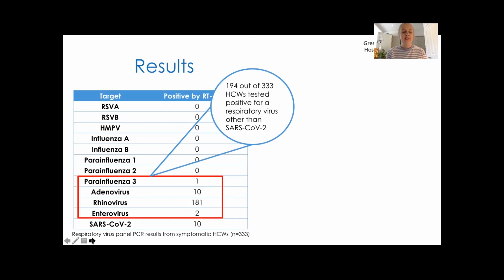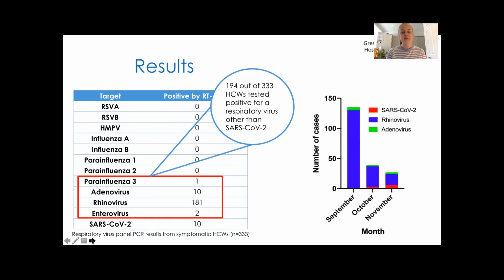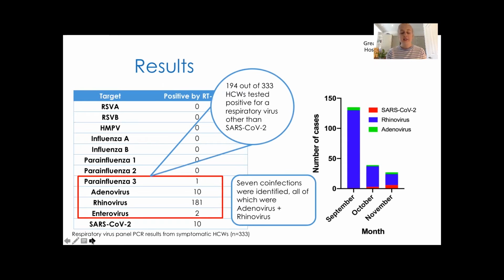The majority of these tested positive for rhinovirus, and most of these infections occurred during September, which is also the time when children returned to school after 6 months of social distancing and homeschooling. I also identified 7 co-infections, all of which were adenovirus plus rhinovirus. Interestingly, none of the healthcare workers who tested positive for SARS-CoV-2 tested positive for any other respiratory virus.